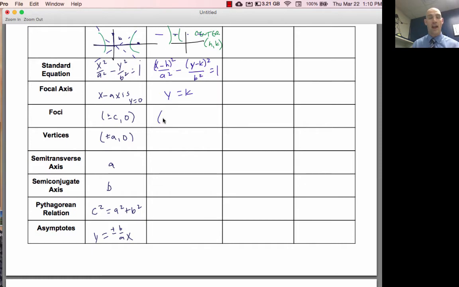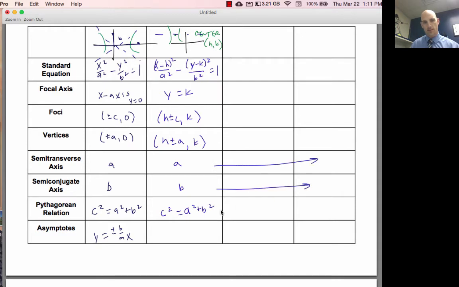My foci are h comma k with the addition of c. My vertices are h comma k with the addition of a in there. That's how those coordinates change. Semi-transverse is still a, this is still b. Pythagorean relation is the same. And actually, these are going to be the same throughout, so you can fill in that part of your chart. My asymptotes have to take into account the fact that I have b over a, but I've moved my x and I've also moved my y. So it's over a certain amount and up a certain amount.